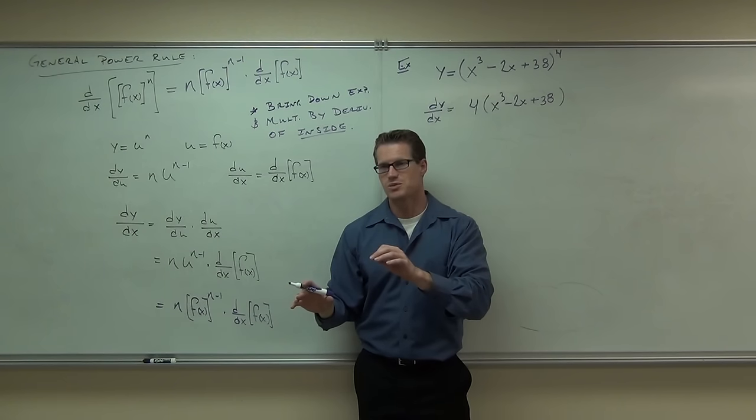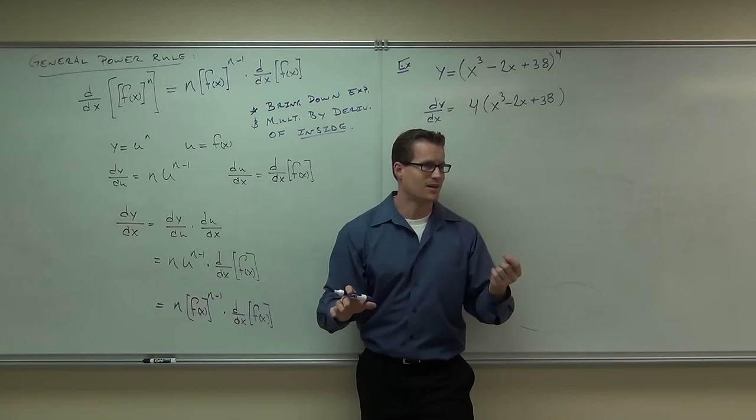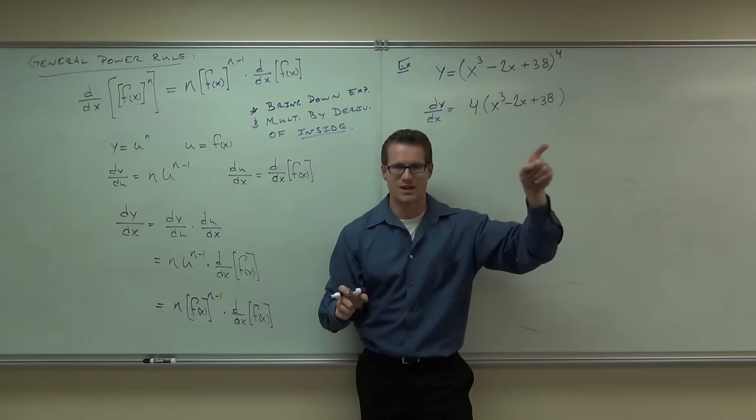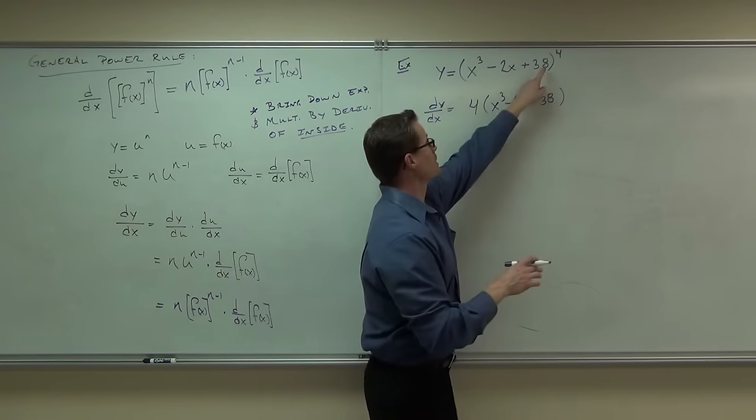You know what the biggest mistake people make is? They bring that exponent down, and they forget to subtract from it. Derivatives are not that hard, right? Doing the general power rule, you know you're supposed to bring it down and subtract. But people always forget the exponent. Don't forget the exponent. So we do bring it down, sure.